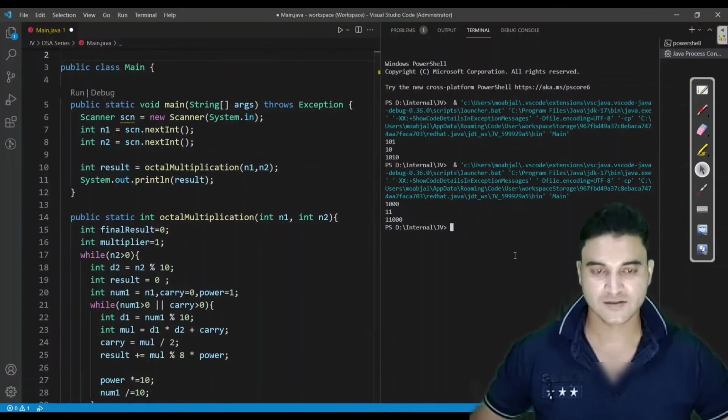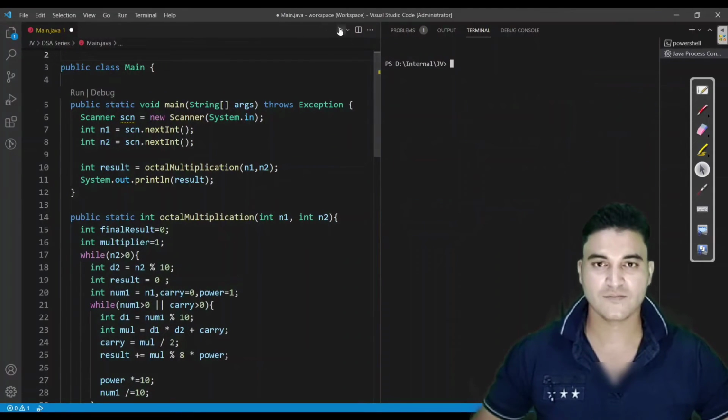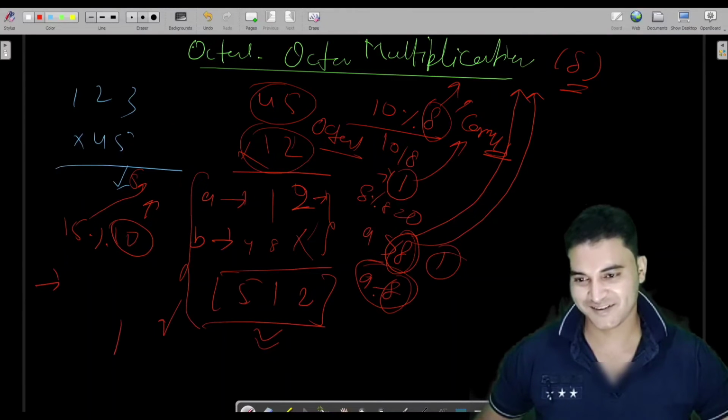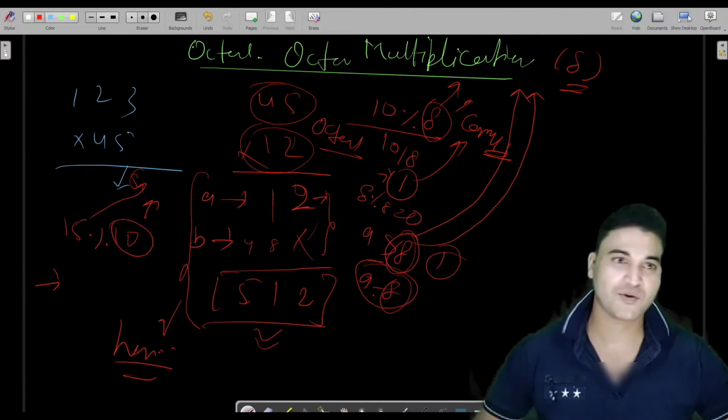Let us see whether this code is going to work or not. Let us run it for this test case, which is 45 and 12. If we have done this multiplication correctly, then we should get 5, 1, 2. Otherwise, our program is correct and we may have made a mistake here. I have no doubt in my program.